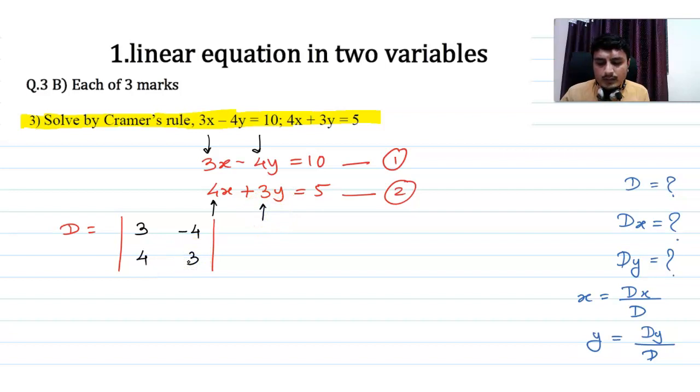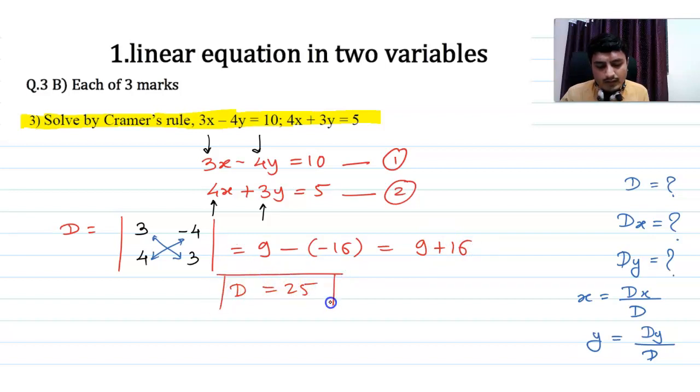Now how to simplify the given determinant? First, the principal diagonal elements are multiplied: 3 times 3 is 9, minus the product of the other diagonal elements: 4 times 4 is 16, but with the minus sign it becomes minus of minus 16. Minus minus is plus. 16 plus 9 is 25. So the value of D is 25.